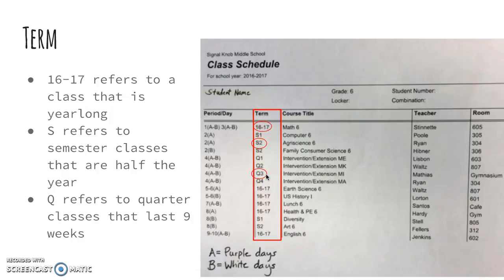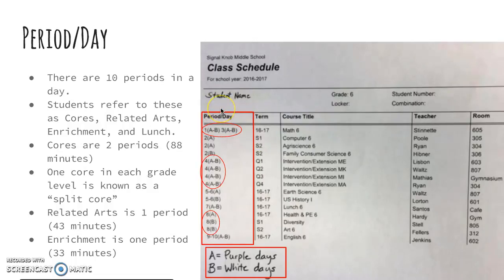Now let's take a look at the first column, period and day. The number on the left indicates the period. There are 10 periods in a day. Core classes, which are math, English, science, and social studies, each last for 2 periods, which is 88 minutes. If you notice the number 1 and 3 here listed at the top, we call this a split core because this class is split into 2 44-minute periods with another class in between.